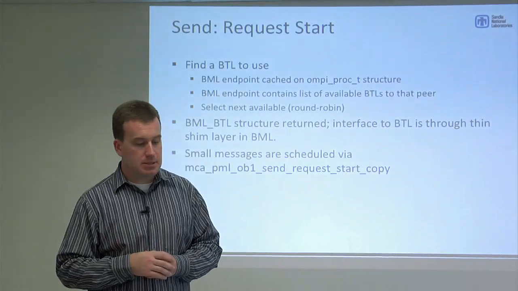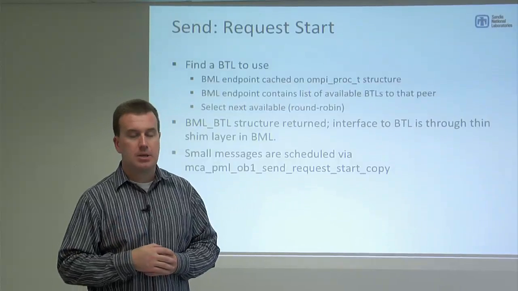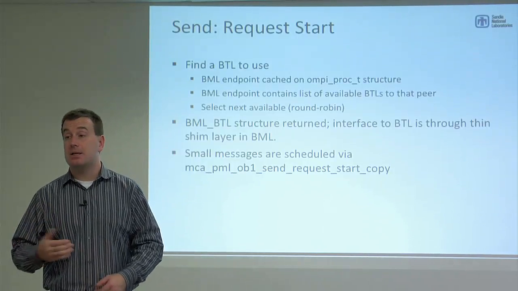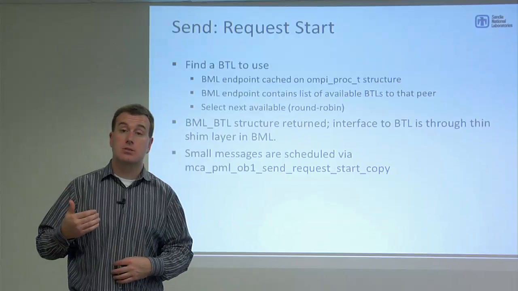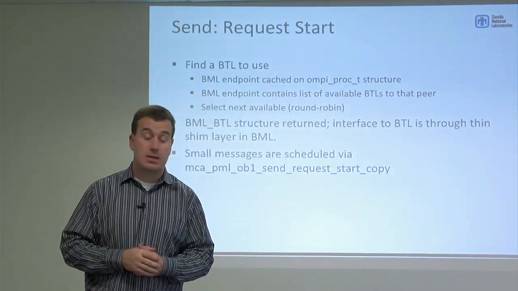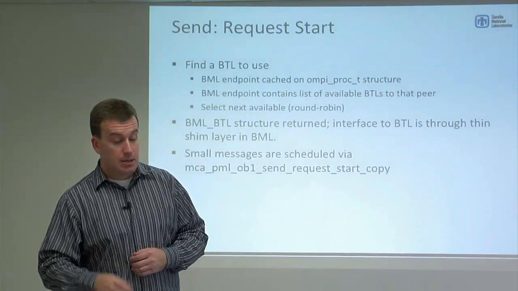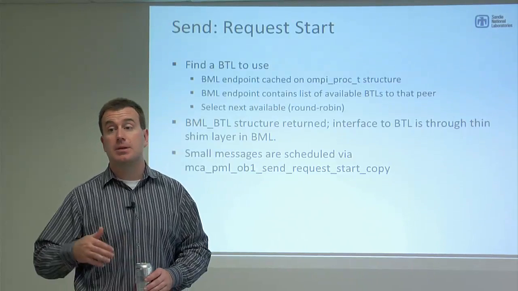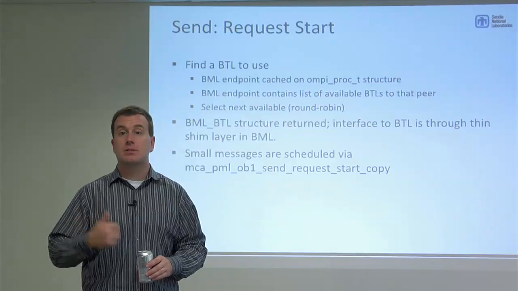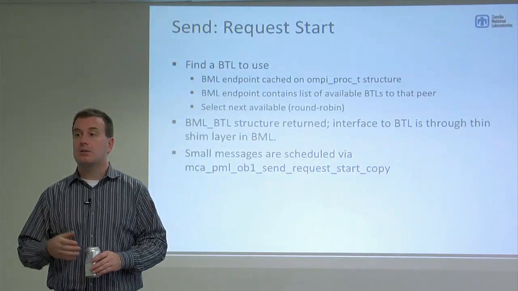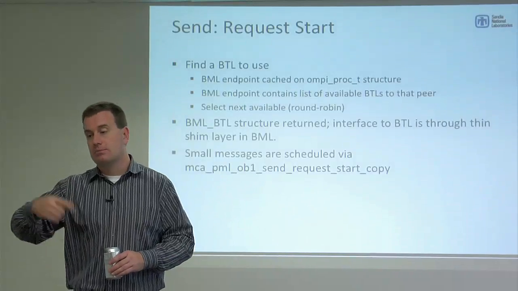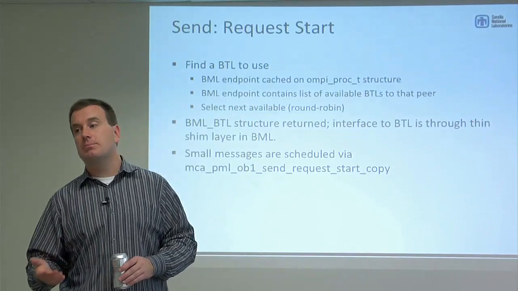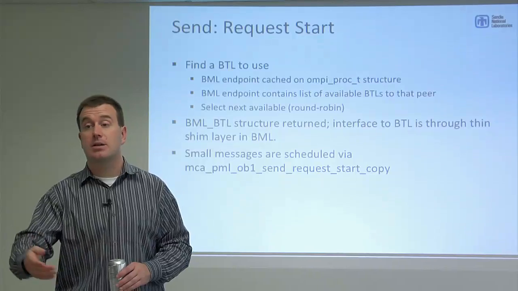So we want to start a request. The first thing we do is ask the BML what BTL I should use. So let's say this is an eager send, it's a short send. So I'm going to look at the eager list. I'm going to get the BML endpoint. I'm going to ask what's the first BTL in your eager list. It's going to tell me and bump the counter to the next in round-robin fashion. And that's going to give me both the BTL module and the BTL endpoint for talking to that remote peer.